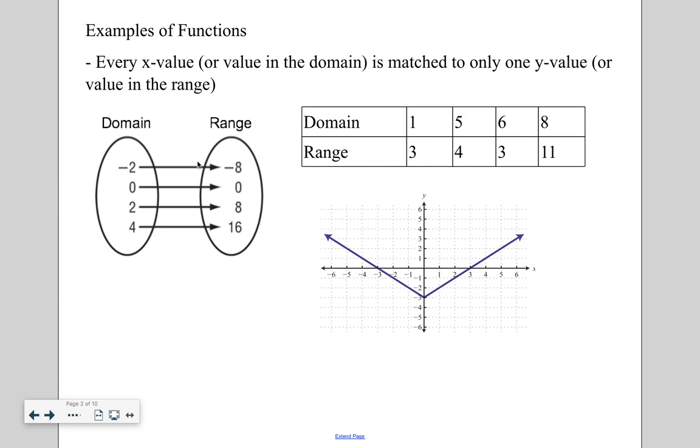And you'll see, so -2 is only matched to 8, 0 with 0, 2 with 8, 4 with 16. We don't see 4 being matched with 8 and 16. You might remember that when we did our graph matches, where we talked about Tom being in 2 places at once, that would be an example of a relation that is not a function. So 1 is only matched with 3, 5 is only matched with 4, 5 isn't matched with 4 and 3.